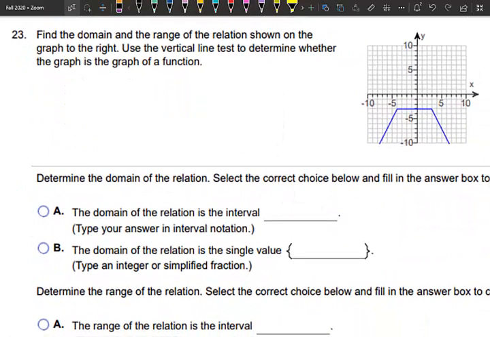Find the domain and range of the relation shown on the graph to the right. Use the vertical line test to determine whether the graph is that of a function.